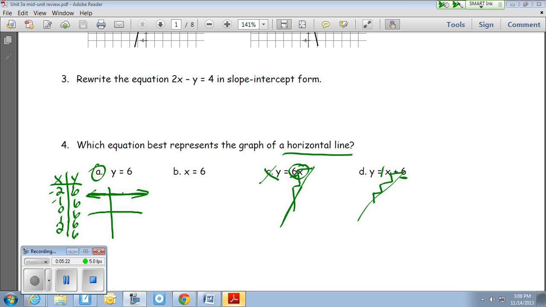But if I were to do the same thing over here for letter B, x equals 6, make my table of values again, knowing that x is always 6, no matter what I put for my y, and if I graphed that, if x is 6, y is negative 2, 0, and that would make a vertical line. So vertical line for when I have an x equals a number. That means x is always going to be that same number no matter what the y is. Makes a vertical line. It's undefined slope.